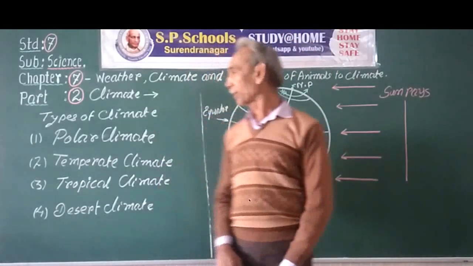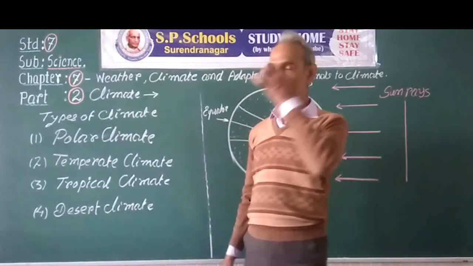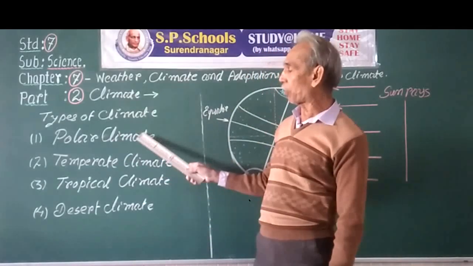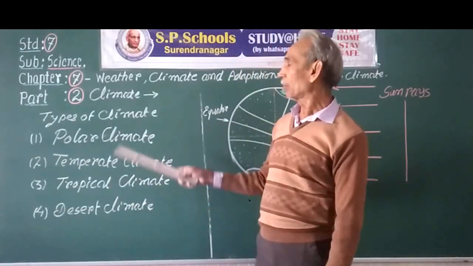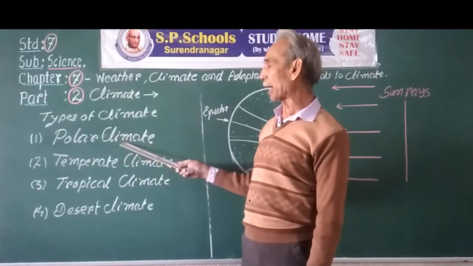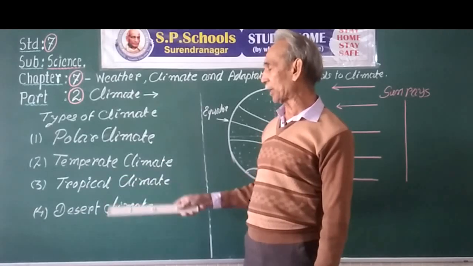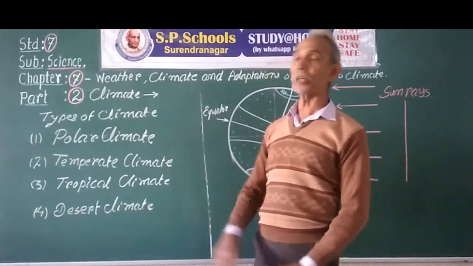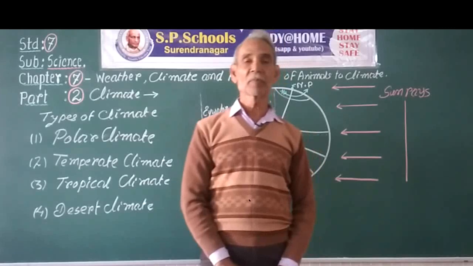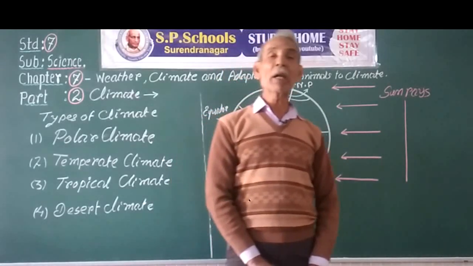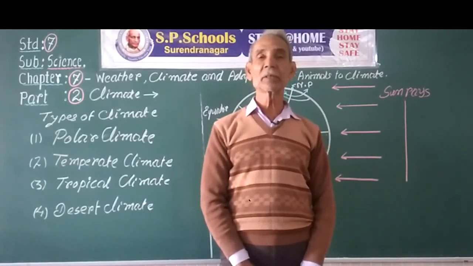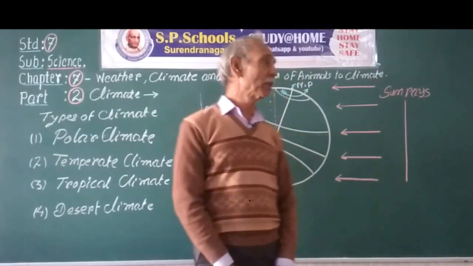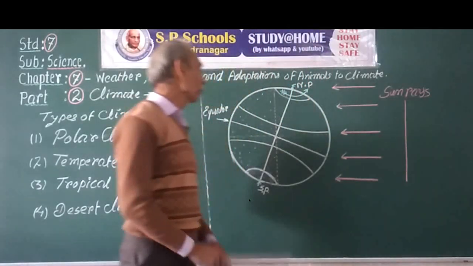So what are the different types of climates? There are four main types of climate and many others too. For example, polar climate, temperate climate, tropical climate and desert climate. And why are there different types of climates found on the earth? Let us think about it.